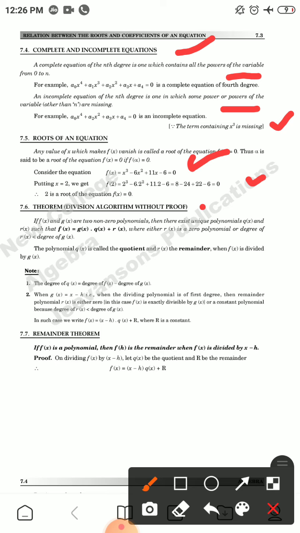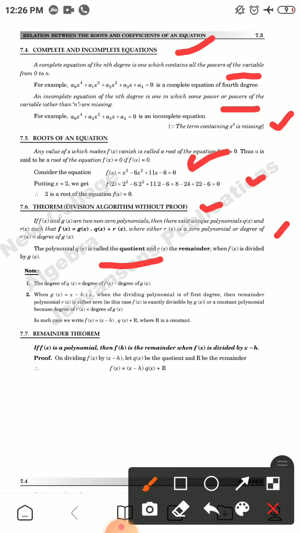Now taking the theorem, division algorithm, without proof. If f(x) and g(x) are two non-zero polynomials, then there exist unique polynomials q(x) and r(x) such that f(x) = g(x) into q(x) + r(x), where either r(x) is a zero polynomial or the degree of r(x) is less than the degree of g(x). The polynomial q(x) is called the quotient and r(x) the remainder when f(x) is divided by g(x).